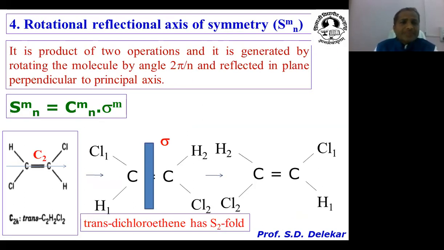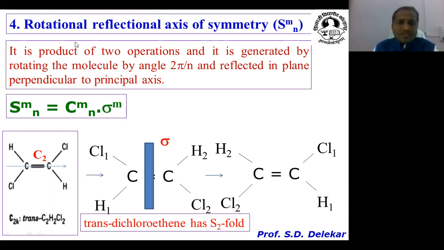Then next is the rotational reflection axis of symmetry. It is also called the improper axis of symmetry, and symbolically it is represented by the letter Sn raised to m, capital S, for the improper axis of symmetry. As per the name, one can say that there are two operations needed in this improper axis of symmetry. One is rotation, another is reflection.